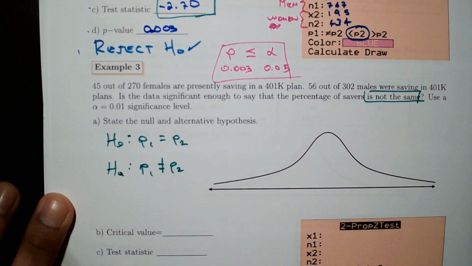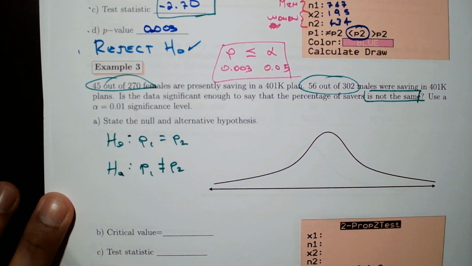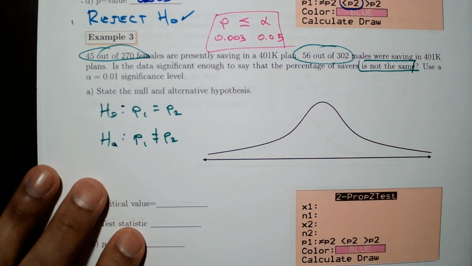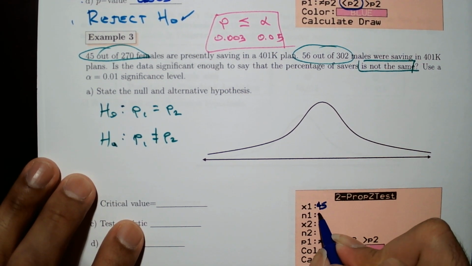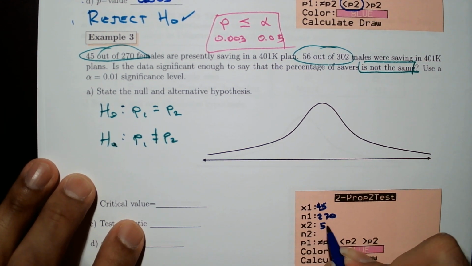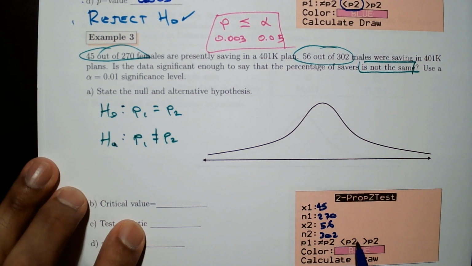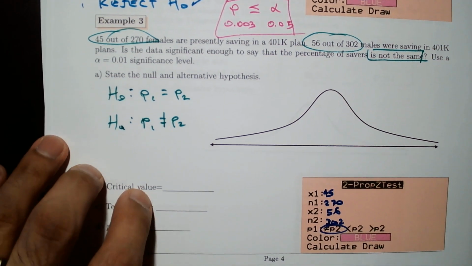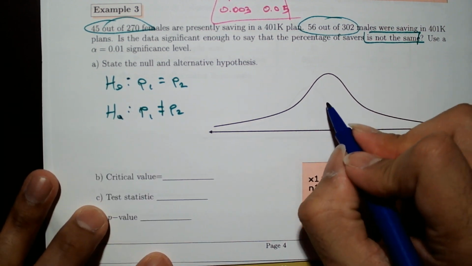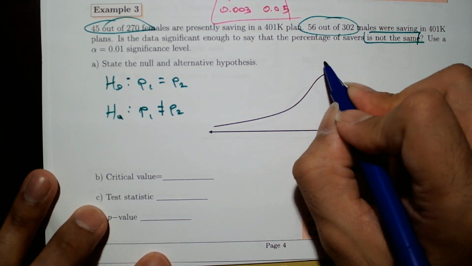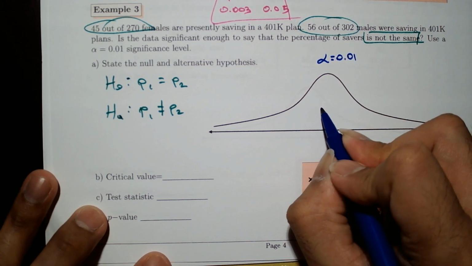Okay, so this is our number 1. This is our number 2. Write down the numbers. That's all we do. So 45 out of 270 and 56 out of 302. And in this case, they are not the same. Circle the first option. So number 1, at a 0.01 significance level, be careful here. Alpha equals 0.01.